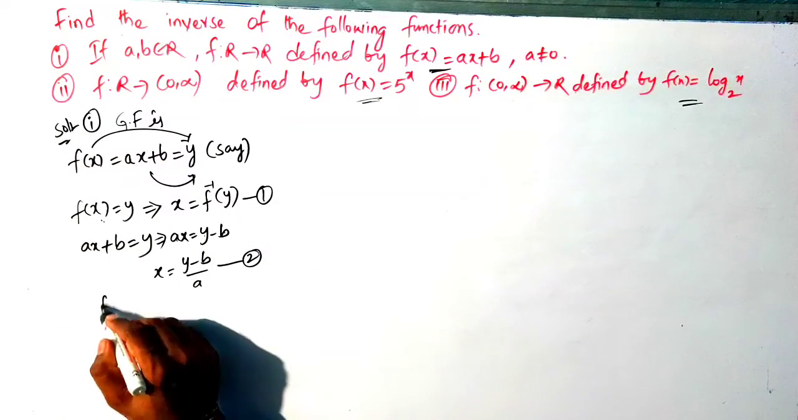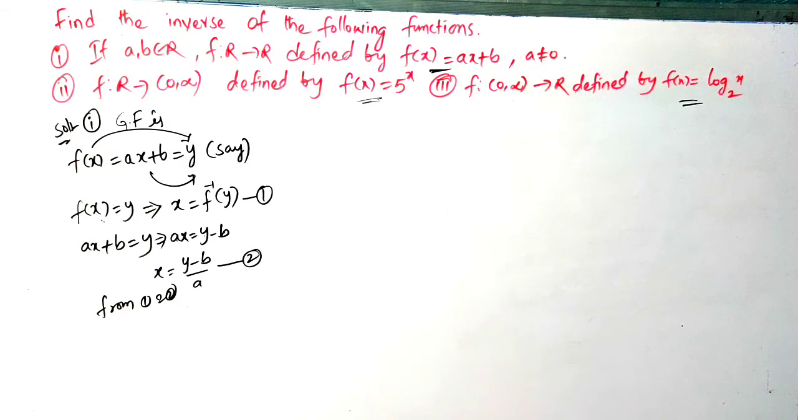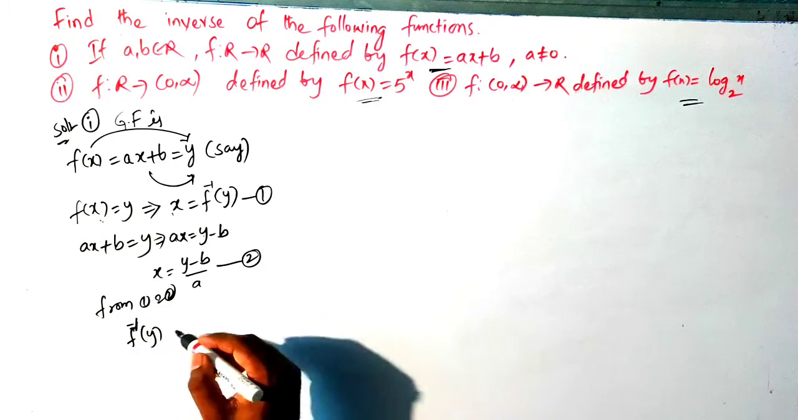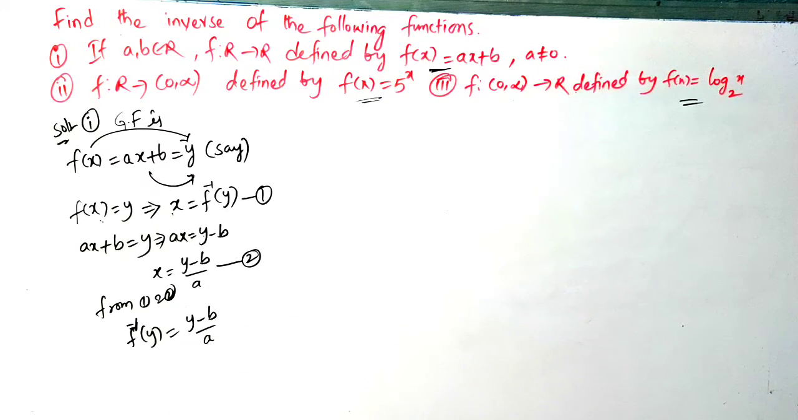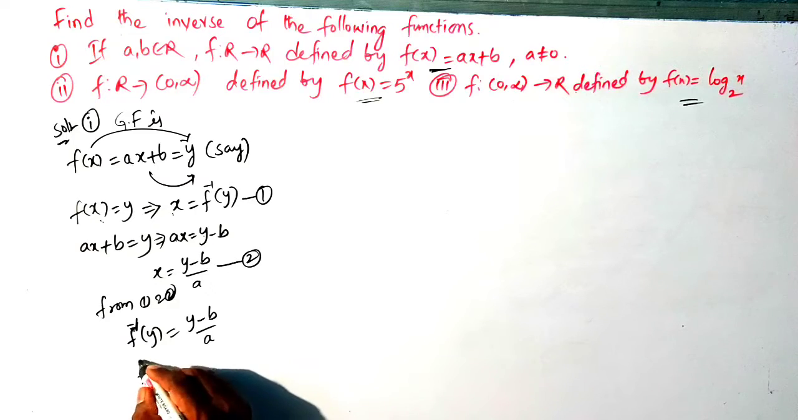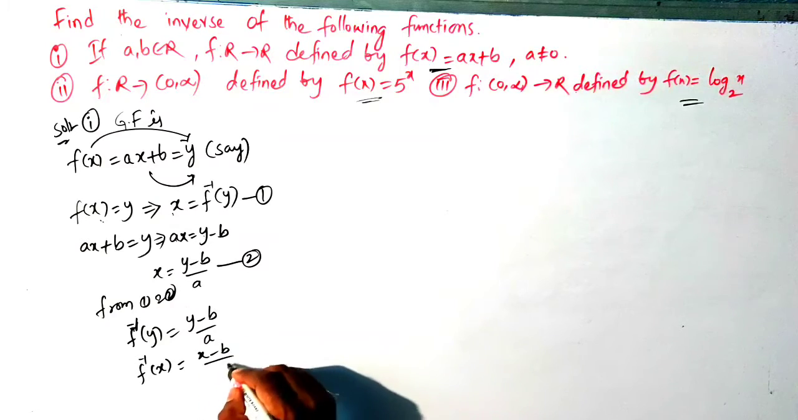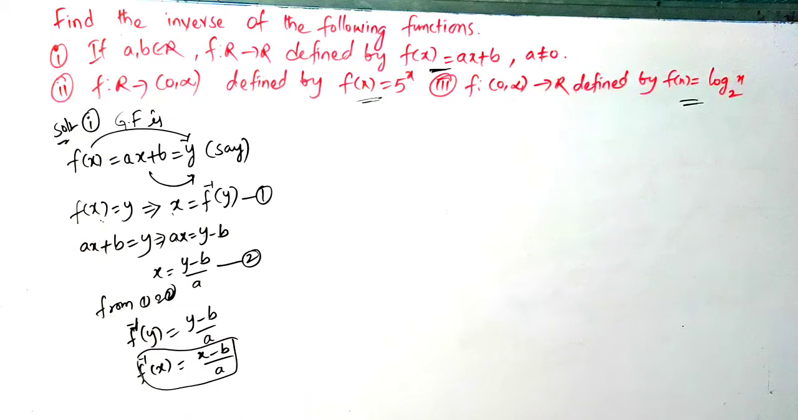Observe these two equations, 1 and 2. What is 1? x equals f inverse of y. And what is 2? x equals y minus b by a. The LHS is equal, so the RHS is also equal. So f inverse of y equals y minus b by a. In terms of x, f inverse of x equals x minus b by a. Clear? So this is the inverse of the given function.